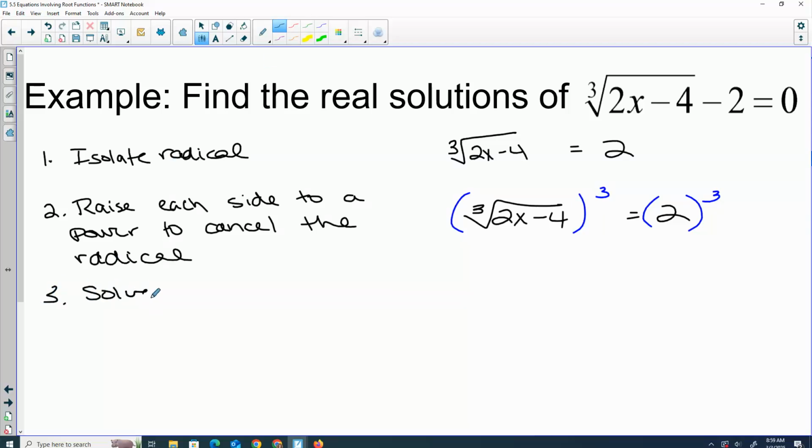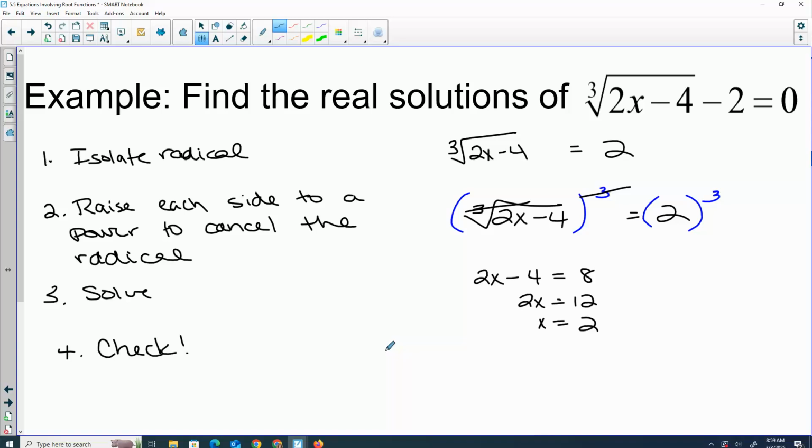Then we solve. So a cube root and a cube will cancel one another. So that just gives me 2x minus 4. 2 to the third is 8. Add over the 4. Divide, and x is 6. Final thing we have to do here is check.